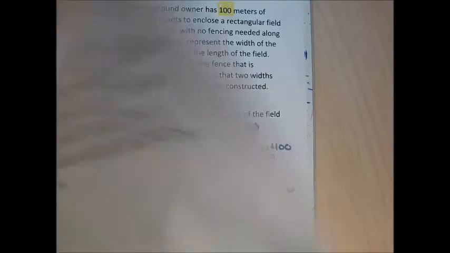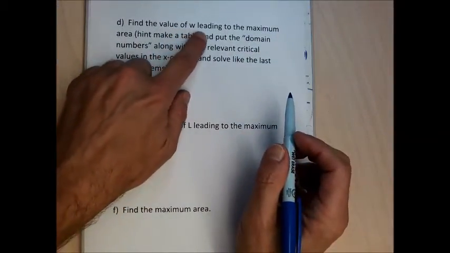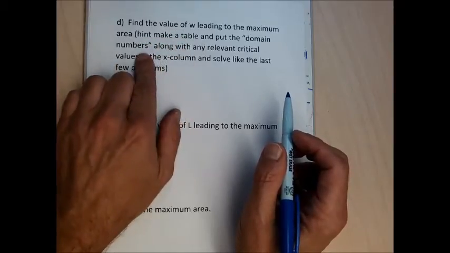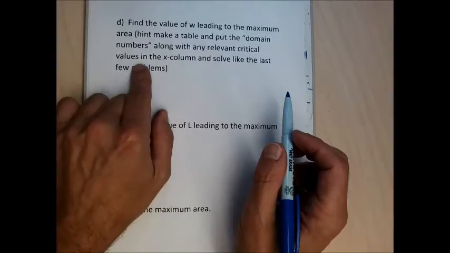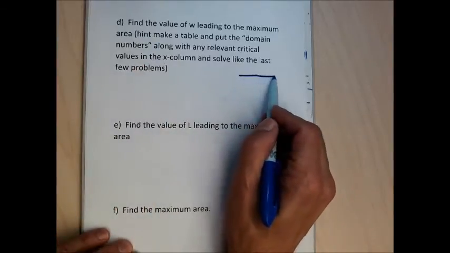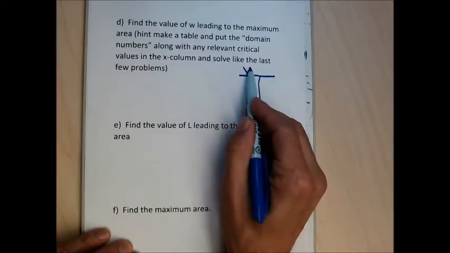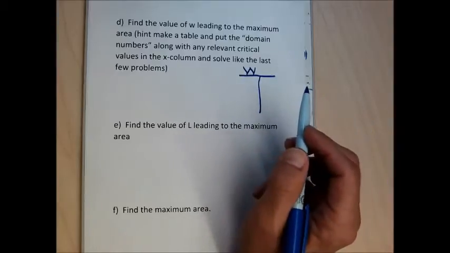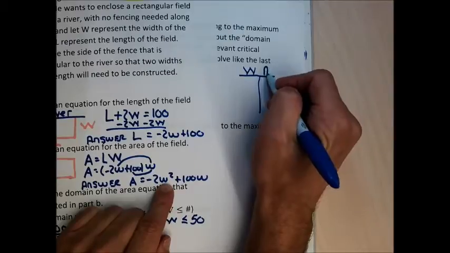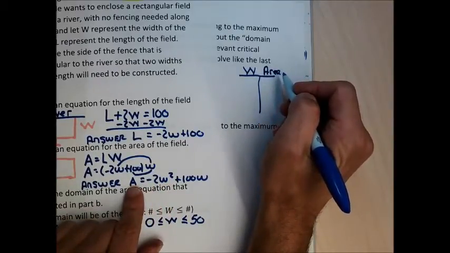Done with part C, moving on to part D. Part D says find the value of W leading to the maximum area. Hint: make a table, put the domain numbers along with any relevant critical numbers in the X column and solve like the last few problems. So what I'm going to do is follow that hint. I'm going to make a table. The X column is going to be the width, because the widths are in the X position, and the Y column is going to be area, or the A's, because the A in the equation is in the Y position.